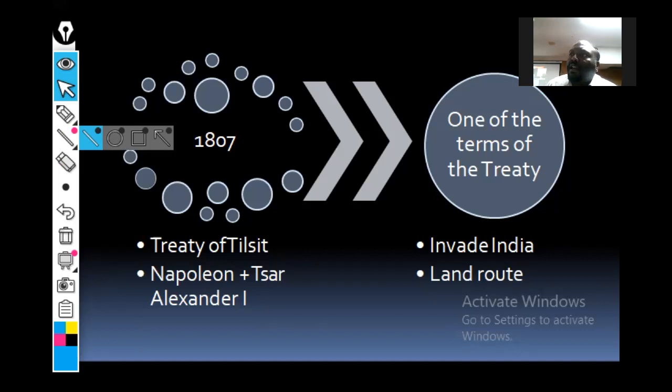The terms of the treaty is that we will come and join. This Tsar, Alexander I, Russian emperor, he famously remarked, he prophesied that whoever controls the economy of India will be the world power. Whoever controls the economy of India will be the world power and rule the world. Is it true or not? British control the economy of India and they rule the world.